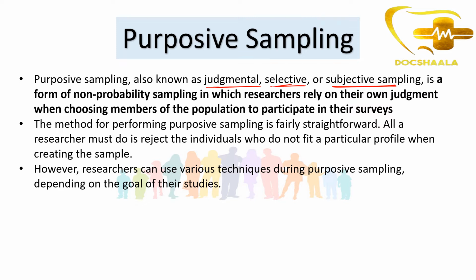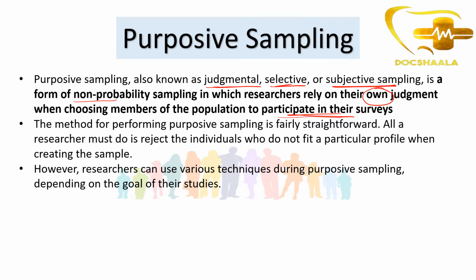So it is a form of non-probability sampling in which researchers rely on their own judgment when choosing the members of the population to participate in the surveys. So in the previous one, we did not select on our own judgment, right? In a TB survey, what we did, we first took out a sample, we first performed Montague's test on a random sample. We didn't take a particular kind of sample, right?